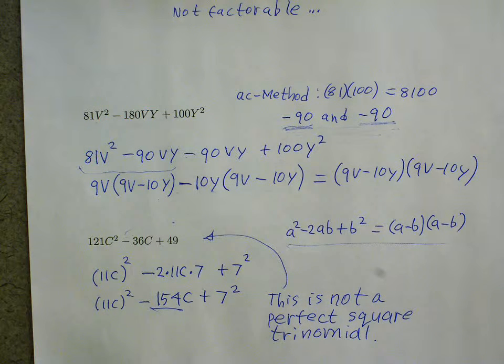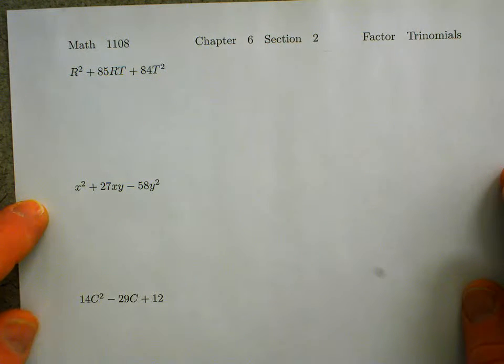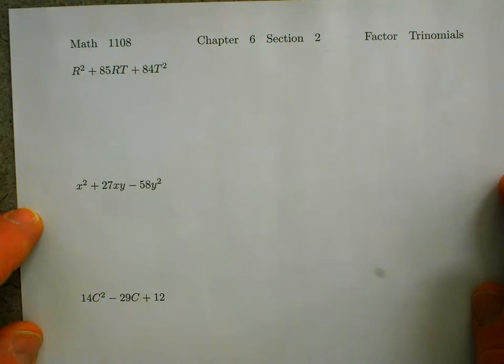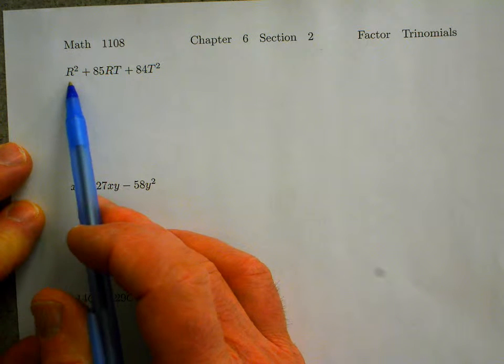But with my remaining 3 or 4 minutes, I'm going to go back to the sheet that we were working on yesterday, where we did factor trinomials using the AC method. So we can get maybe 1 or 2 of these in. This is the last sheet from yesterday's notes. And we're going to use the AC method.